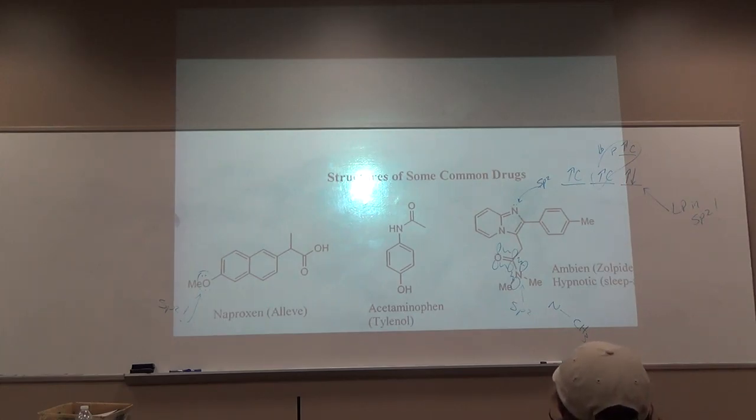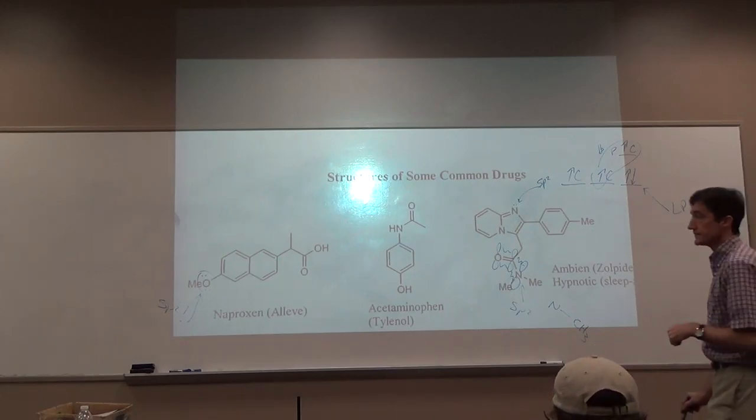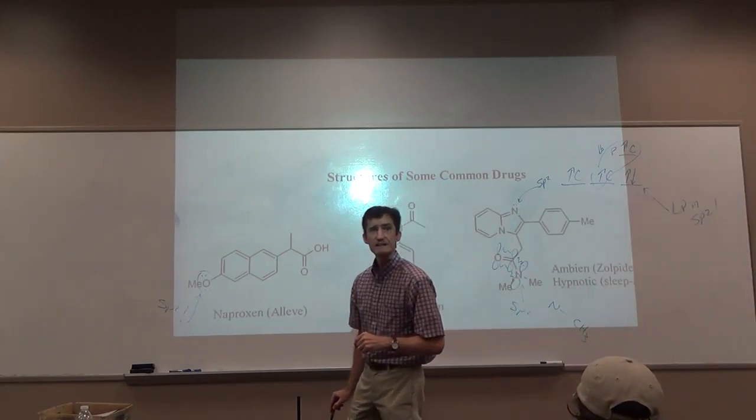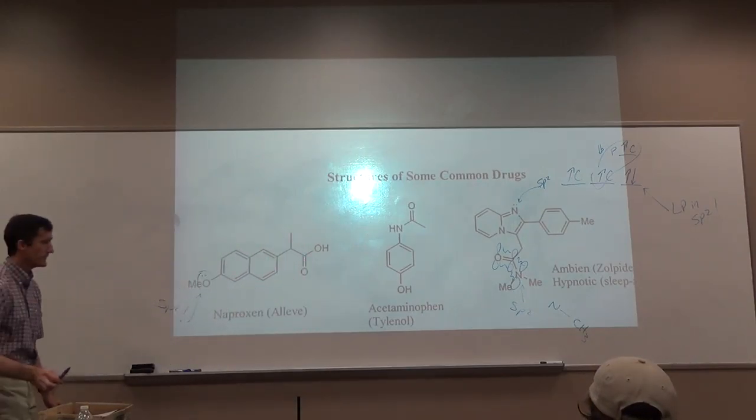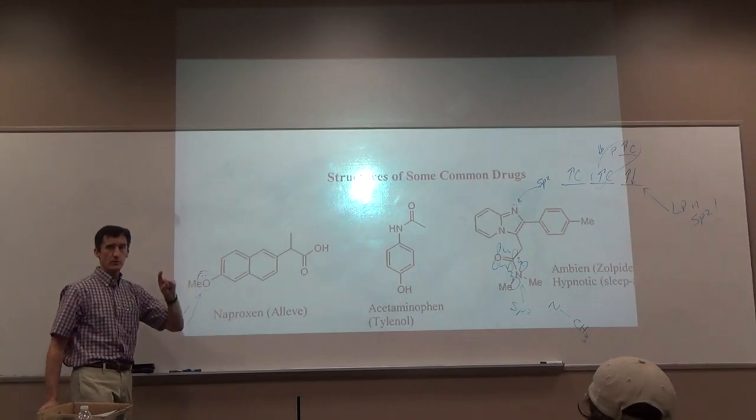Would the other lone pair also, when there's two lone pairs, become sp? Yeah, could it? No, it's not going to do that because the adjacent carbon only has one p orbital.